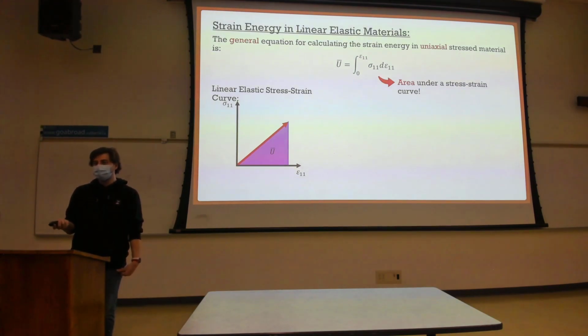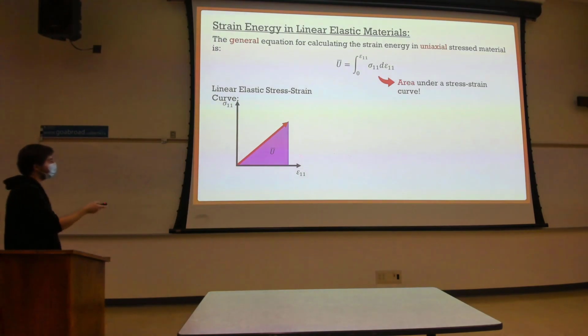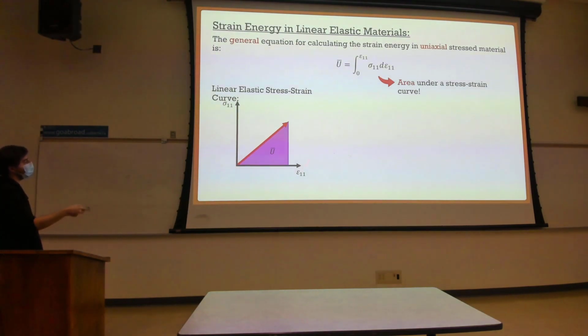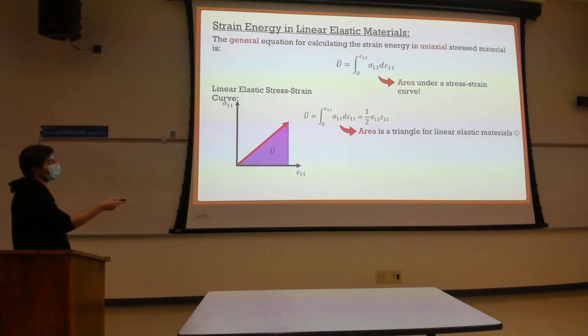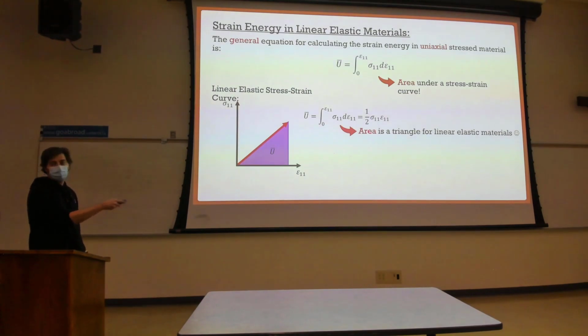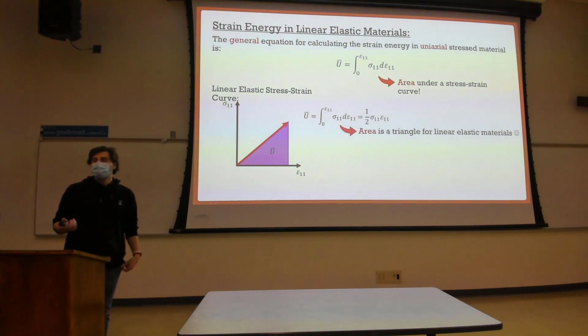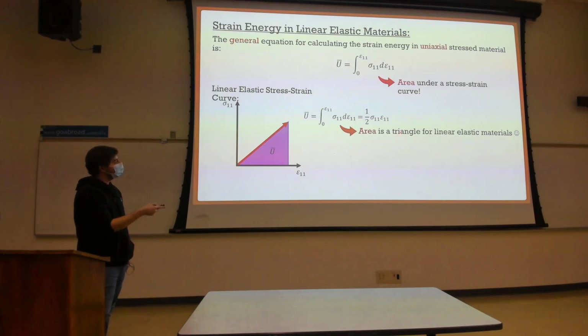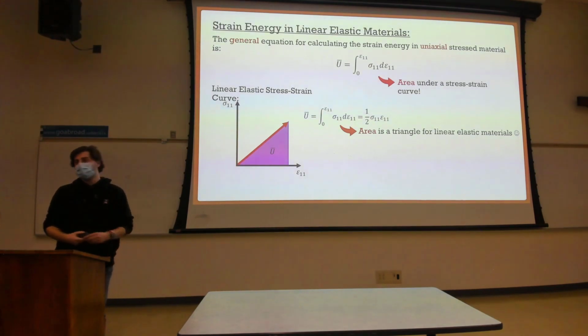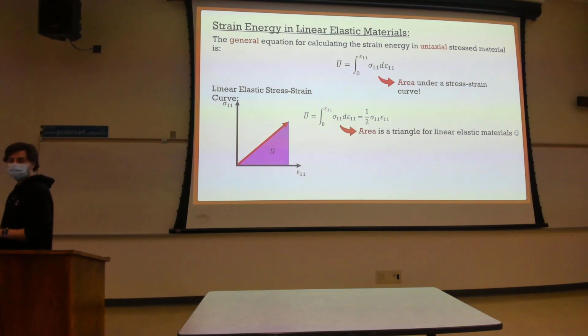Do you guys know the area of a triangle? Yes. It's just like the moment diagram of a simply supported beam. You should know it. So for linear elastic materials, this is just the area of a triangle, so our integral equation is actually just 1/2 sigma 1,1 times epsilon 1,1. Do I need to integrate anything? No. That's why I said today is a nice, easy lecture, for the most part. Because when it comes to strain energy in linear elastic materials, this is going to be the equation we use if it's a uniaxial case.